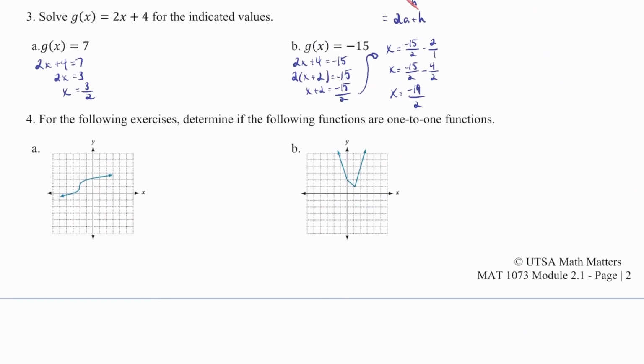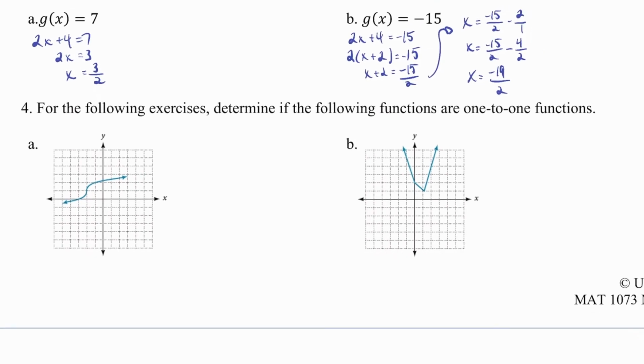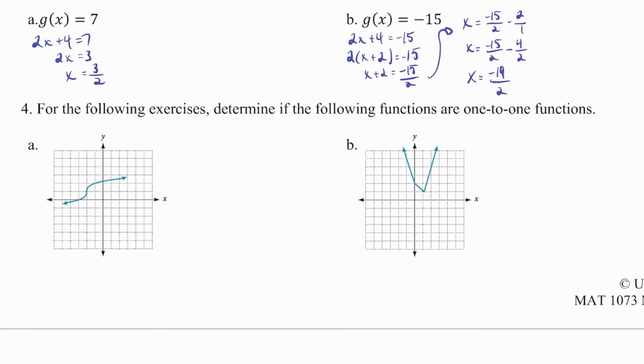No. Part 4. For the following exercises, determine if the following functions are one-to-one functions. What does that mean? A function is one-to-one when each output corresponds to exactly one input. Back when we talked about what makes something a function, each input corresponds to exactly one output. That makes a function, the vertical line test. Now we're looking for a one-to-one function. That's where each output corresponds to exactly one input, the horizontal line test.